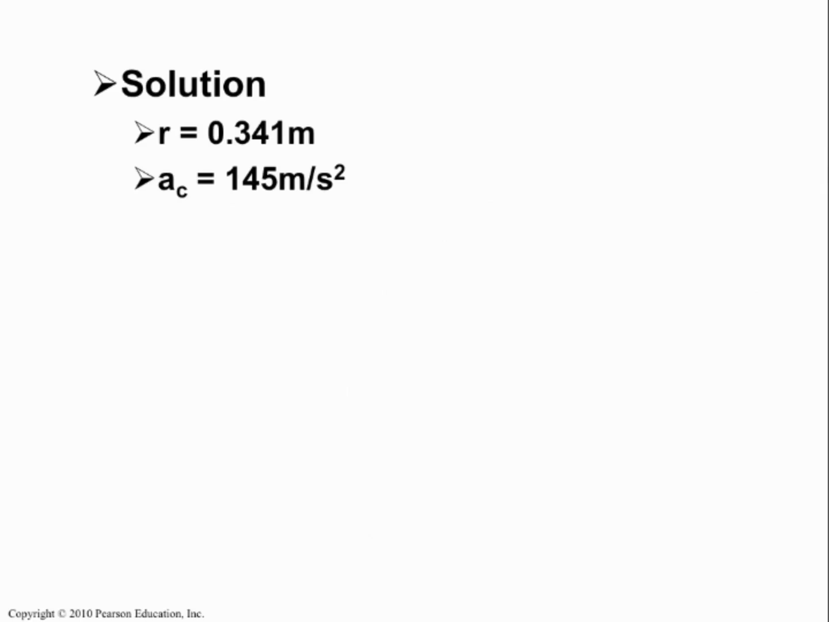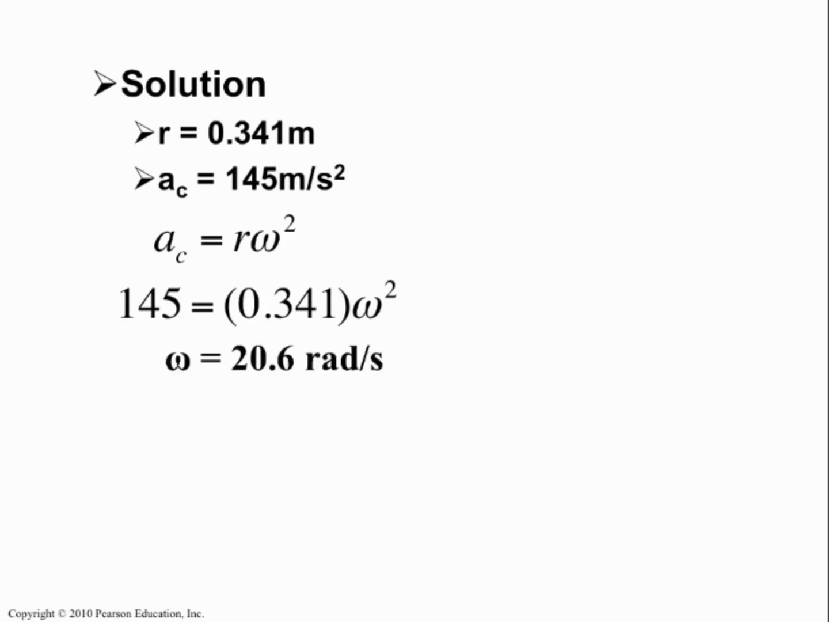All right, so the solution: you write down your givens. You have r equals 0.341 meters, a sub c equals 145 meters per second squared. We can use the a sub c equals r omega squared formula. And therefore, we just have 145 equals 0.341 omega squared. And then solving for omega, we get omega equals 20.6 radians per second.